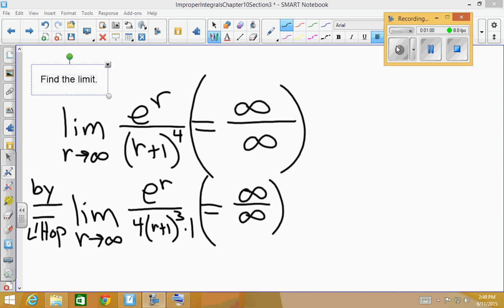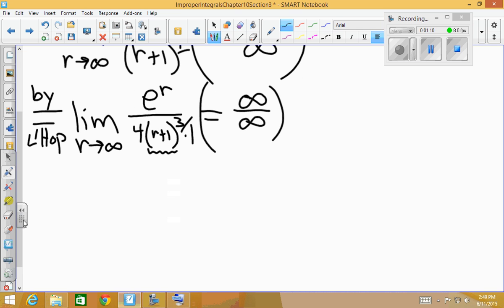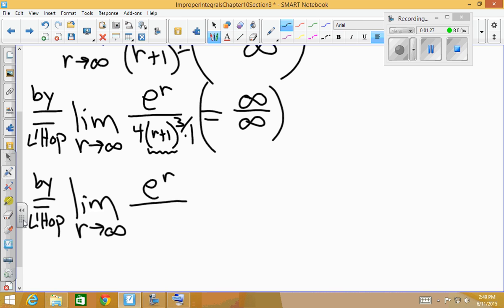But notice now the power of our r plus 1 factor has decreased from 4 down to 3. So maybe we're getting somewhere. Let's do L'Hopital's rule again. The limit as r goes to infinity. The derivative of the numerator, the derivative of e to the r is e to the r, divided by the derivative of the denominator, 12(r plus 1) squared, again times 1 for the chain rule.